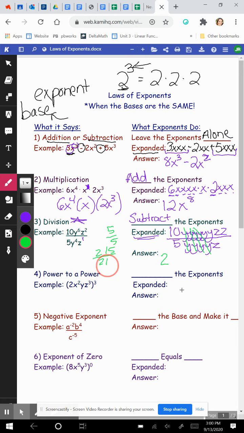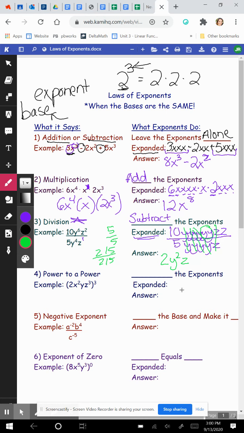215 divided by 215 is 1. Anything over itself is 1. So 4 of these y's get eliminated to be 1, and then I'd be left with y squared. A z divided by z is 1, so I'd be left with z.